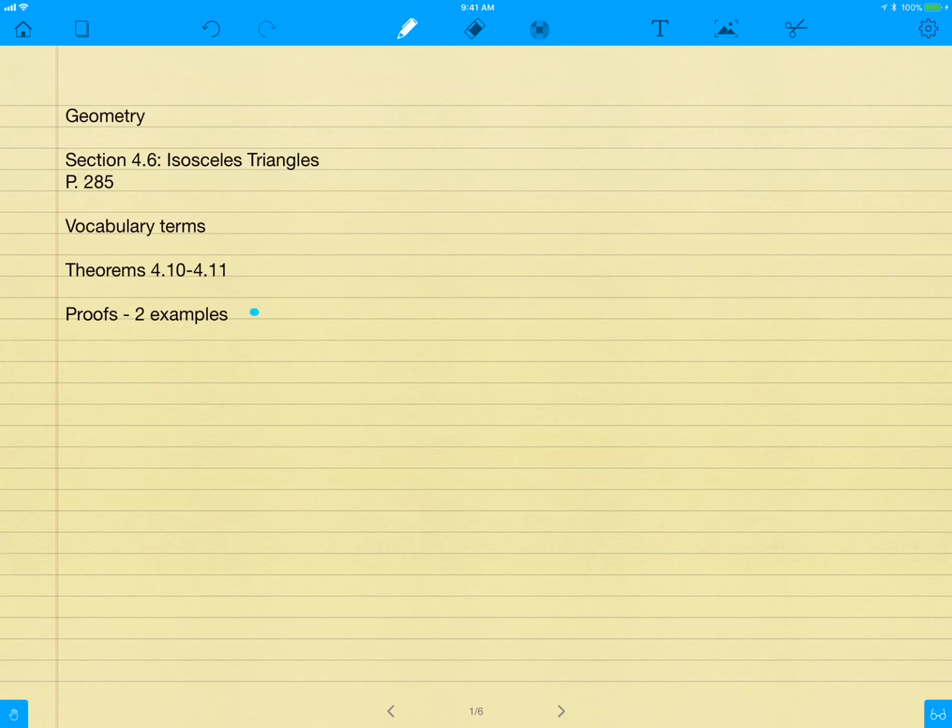Now, the other thing I want to cover is, like I said earlier, we have two new theorems today. These are based on isosceles triangles, so we're going to be working with a specific type of triangle again. And then we have a couple of vocab words that I want to cover. But again, I'm not necessarily going in that exact order today. All this information is found on page 285 of your textbook in section 4.6.